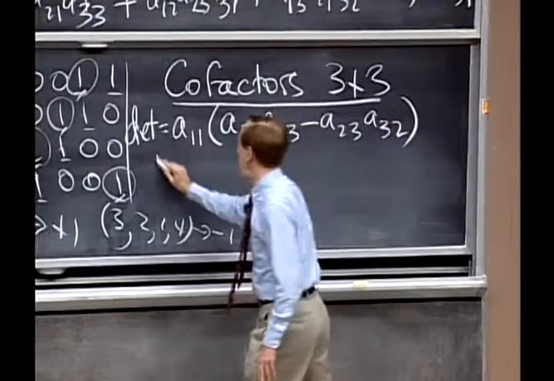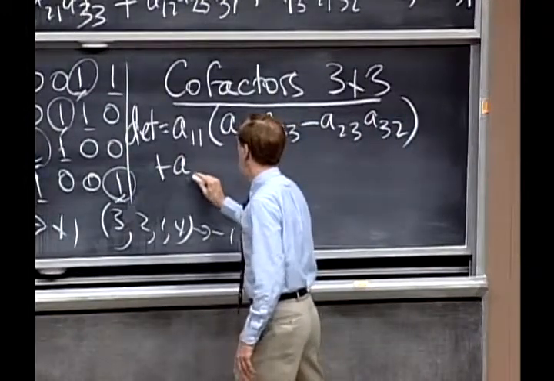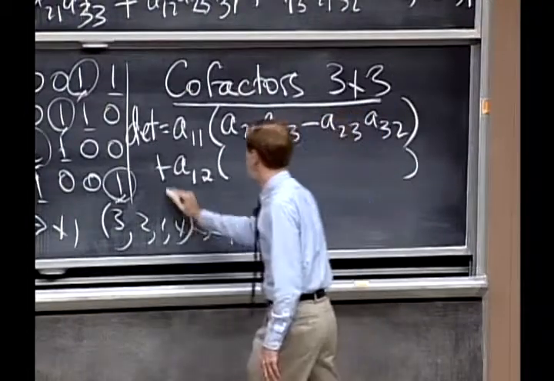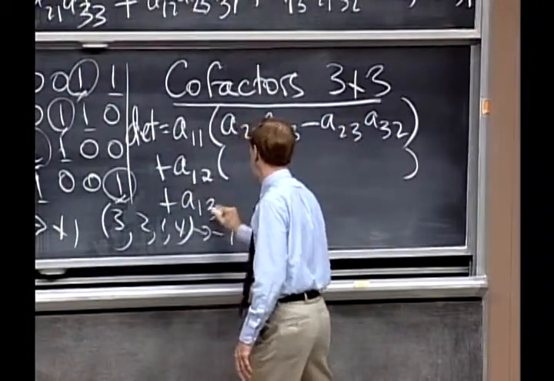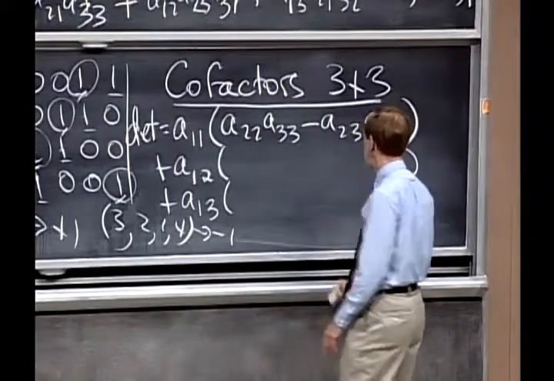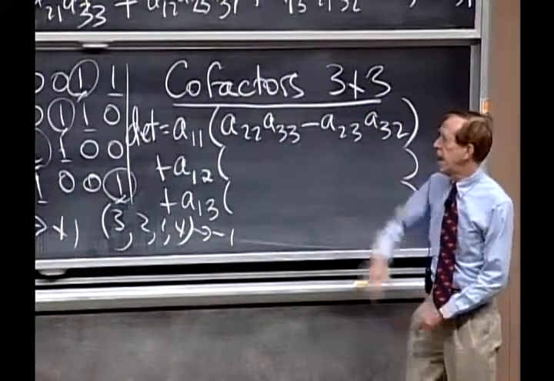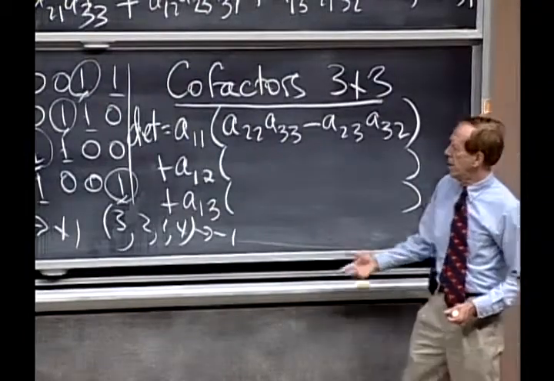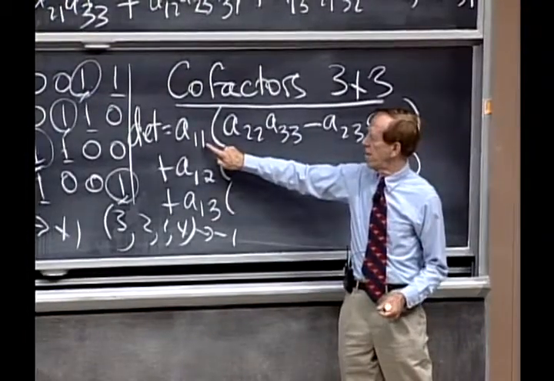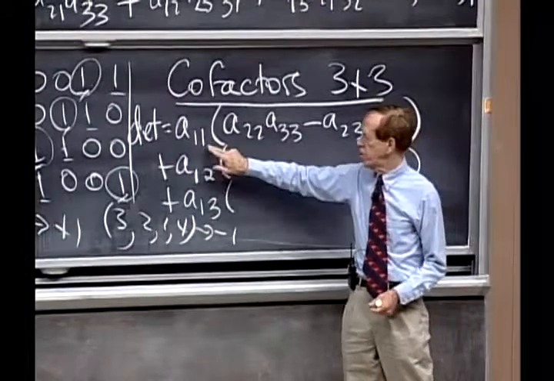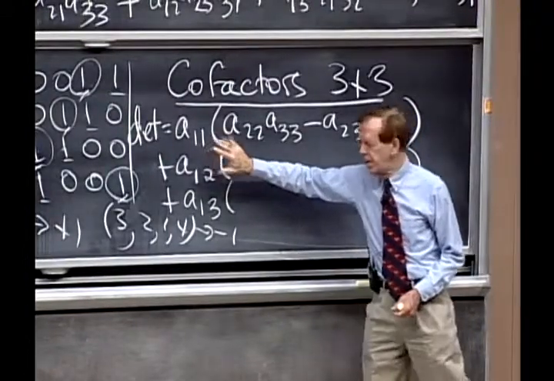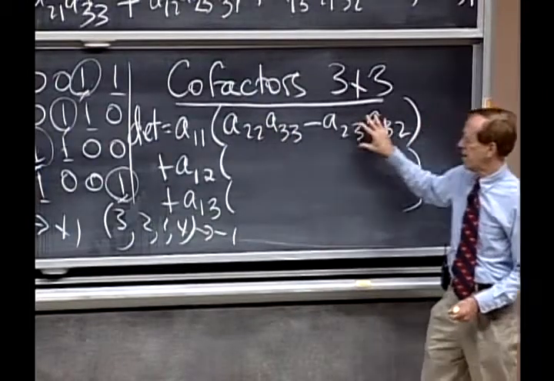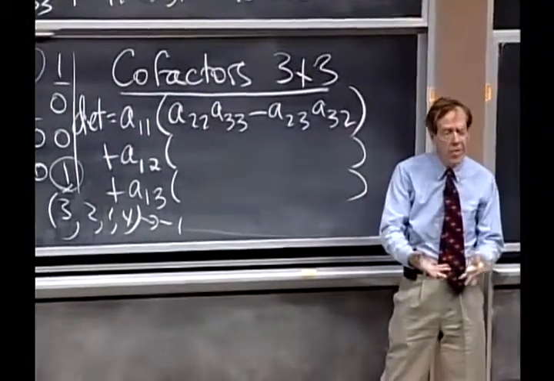Then I've got the A12 stuff times something, and I've got the A13 stuff times something. Do you see what I'm doing? I'm taking our big formula and saying, OK, choose a column out of the first row, choose column 1, and take all the possibilities. And those extra factors will be what we'll call the cofactor.